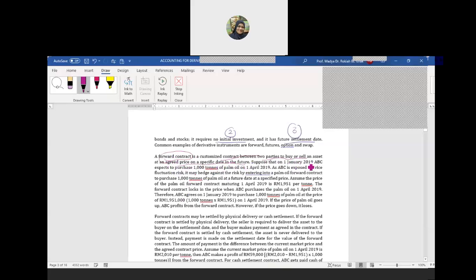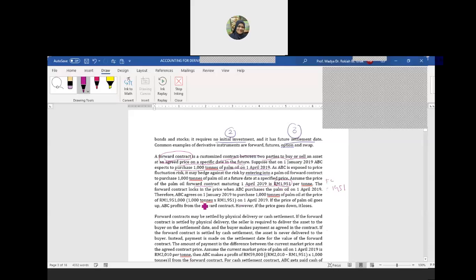Suppose that on 1st of January 2019, ABC expects to purchase 1,000 tons of palm oil on 1st of April 2019. So ABC is exposed to the price fluctuation risk, and it may hedge against the risk by entering into a palm oil forward contract to purchase 1,000 tons of palm oil at a future date at a specific price. Assume that the price of the palm oil forward contract maturing on 1st of April 2019 is 1951. So the forward contract value here is 1951 per ton.